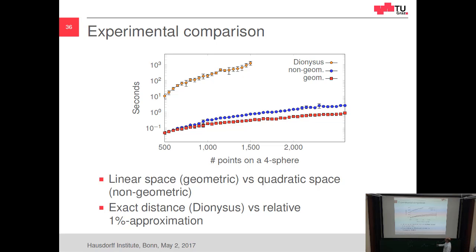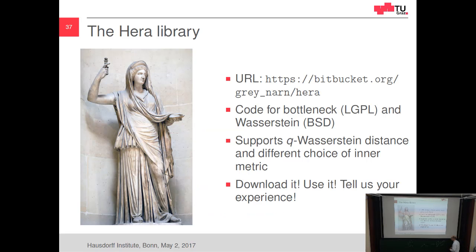Message 2, when you compare to Dionysus, you should observe this is a logarithmic scale here. So already for 1,500 points, which is not too much, we are better by a factor of 10,000. Strictly speaking, we are not better because Dionysus computes the exact Wasserstein distance, and we, in this plot, only take a 1% approximation. So if you want the exact approach, you have to stick with Dionysus, but if you are happy with an approximation, then there is little reason not to use our library, which is freely available.